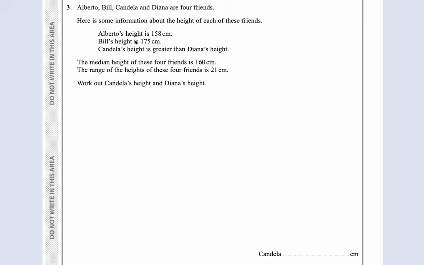Right. So guys, let's put the numbers in a box here. There's 4 boxes. Now it says Alberto's height is 158. Bill's height is 175. Candela's height is greater than Diana's height. The median is 160. Okay, so 160, guys, is here in the middle. So none of them are 160.